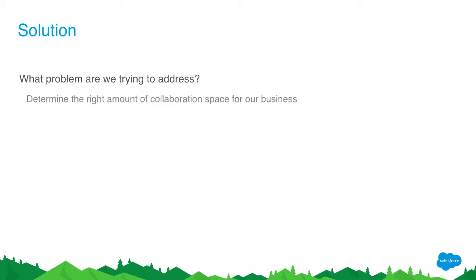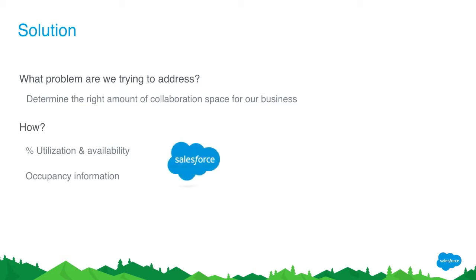So the problem that we can address here is really to get some metrics around understanding what the right amount of collaboration space is for our business so that we don't end up back in that position of not having enough meeting rooms. How are we going to do that? Well, if we had metrics around the utilization of the spaces that we do have, and we collect that over time, then we could have some real hard data to inform those decisions in the future when we do have to start reconfiguring our offices.